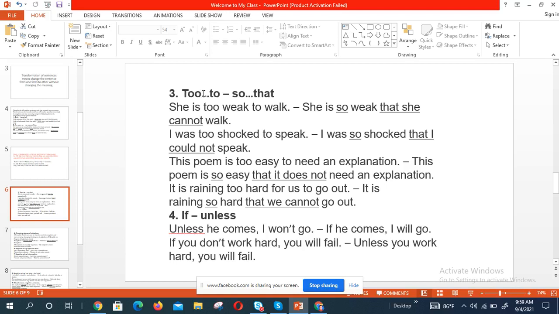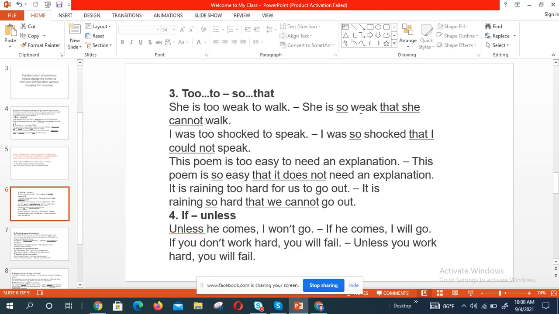If you get 2 dot dot 2 in your affirmative sentence and you want to make it negative, we have to use the so dot dot that formula. Now the example is, she is too weak to walk. This is an affirmative sentence. If you want to make it negative, you have to use the so dot dot that formula.